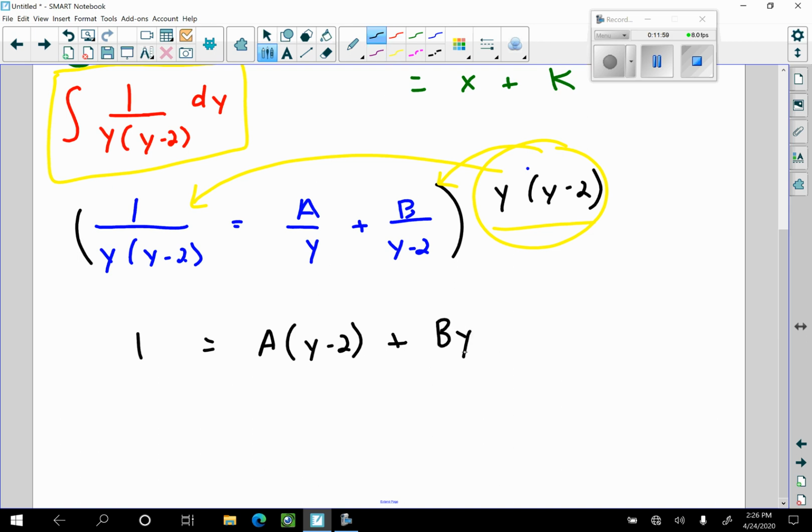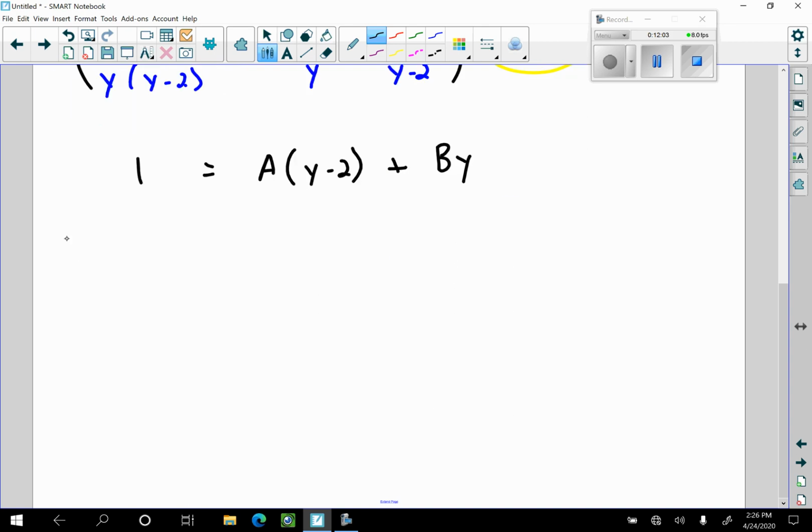And I'm going to follow the same process, because I want to find out what a and b are. I'm going to let y equal 2, and if y equals 2, what do I have? I have 1 is equal to this big giant 0 here, plus b times 2. What does that tell me? That tells me that b is equal to 1/2.